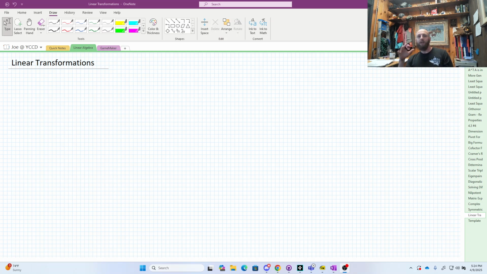Okay, so today we need to talk about linear transformations. This is going to feel a little funny because we've been talking about linear transformations a lot through this semester. So I'm going to start with a little definition here.